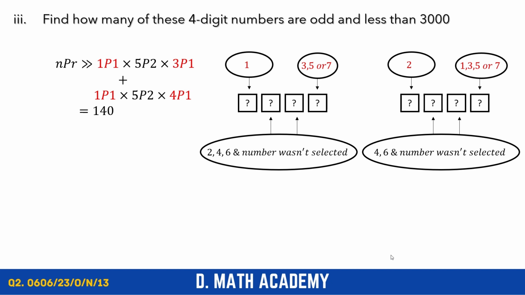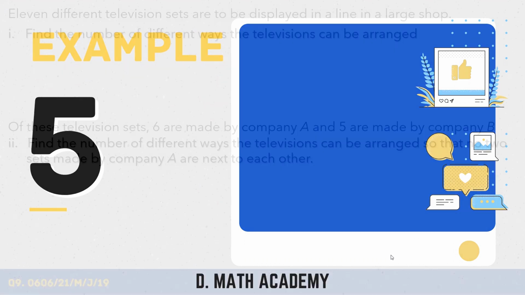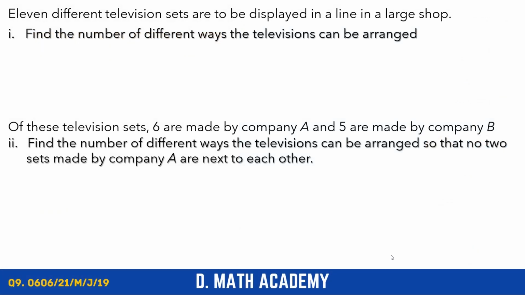So for the next question, we have example 5. 11 different television sets are to be displayed in a line in a large shop. Find the number of different ways the televisions can be arranged. Reading from this statement, this is really different from what we have learned earlier. It is an NPR question, despite them not giving you the full details.